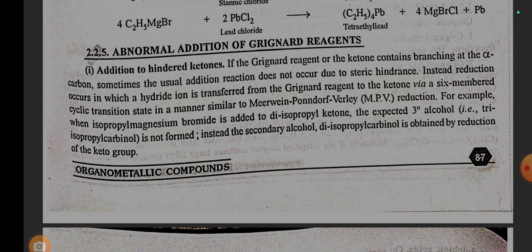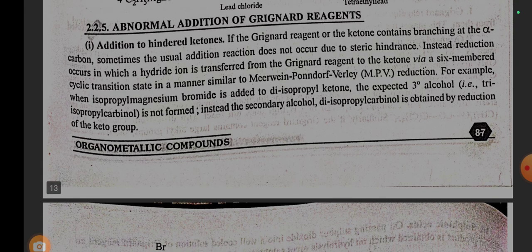Abnormal addition of Grignard reagents. Number 1. Addition to hindered ketones. If the Grignard reagent or the ketone contains branching at the alpha carbon, sometimes the usual addition reaction does not occur due to steric hindrance.